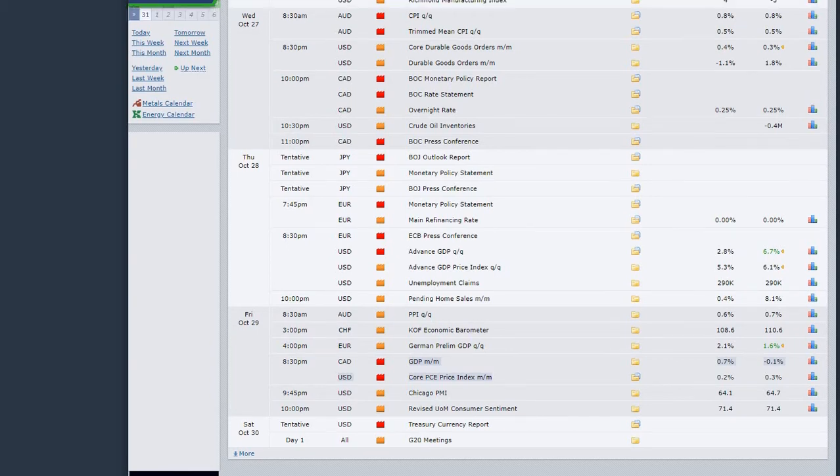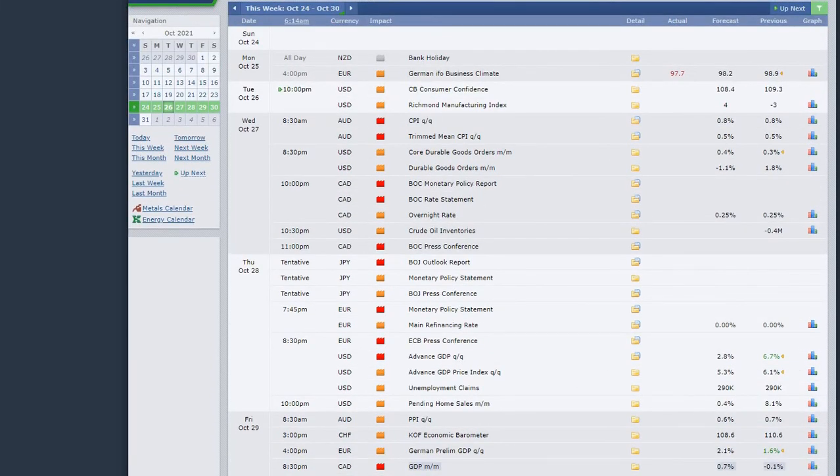Before I begin, I just want to share with you some of the news events that are coming up this week. This is from Forex Factory. So Monday was yesterday. New Zealand is having a bank holiday, so not much movement for the New Zealand pairs. It depends on the opposite pairs lah.